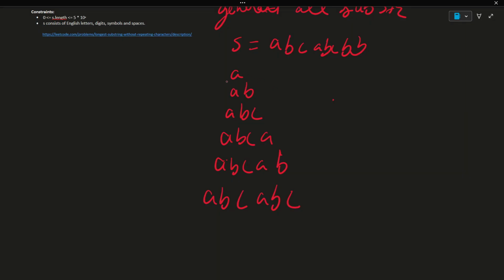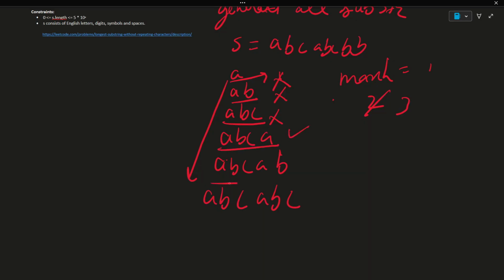Now in all of these substrings, I am going to first check: does it contain any duplicate characters? No, it does not. Our max length, we have to find the length. So the length here would be 1. Here the length would be 2. Here, no, so that would be 3. Here, yes, so we won't do it. But obviously, to do that, definitely we have to write pseudocode here.